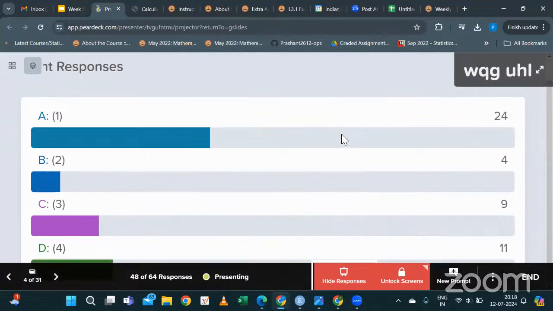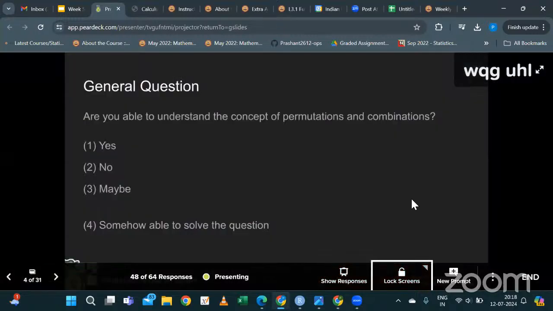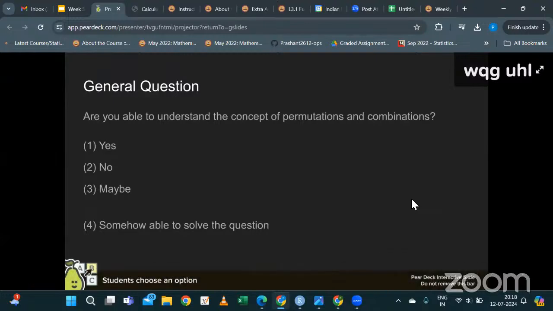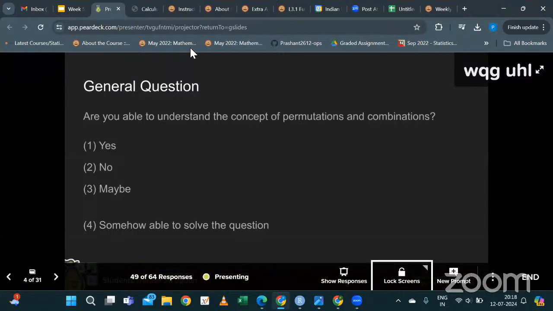Okay, so let me see the responses from your end. 24 people are saying yes. 4 people are saying no. 9 people are saying maybe. 11 are saying somehow they are able to solve the questions. Okay. So for those who are not able to understand the concept of these topics, we will try to address it in today's session.